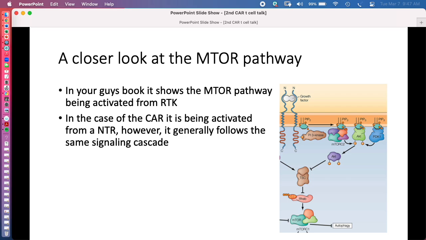This is actually from your book as well. The mTOR pathway is super important for cell proliferation, and I'll talk a little bit more about the transcription factors it produces, or induces the expression of.